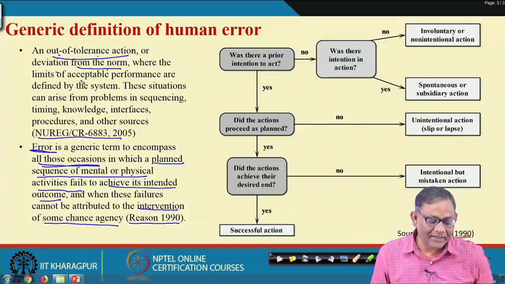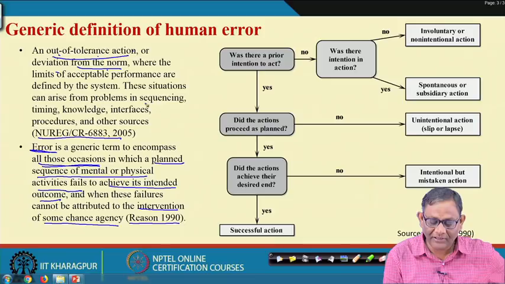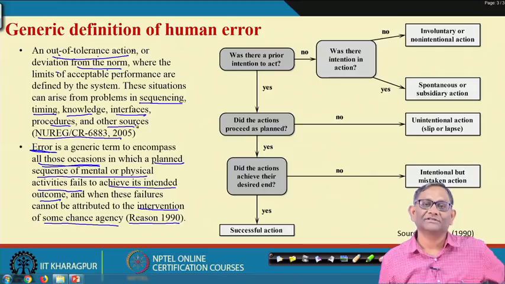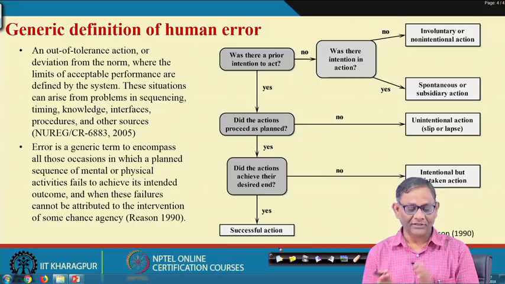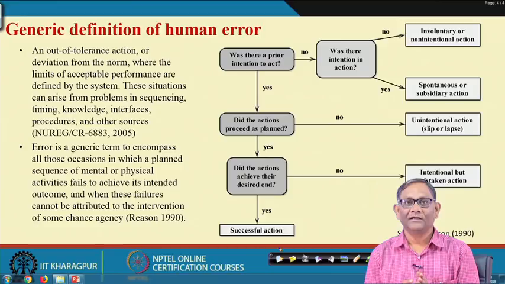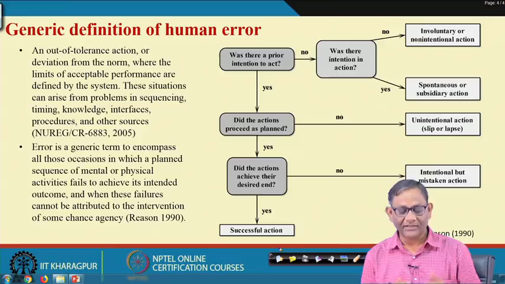Okay. So, what they further said is that this situation arises from problems in sequencing, timing, knowledge, interface, procedures and other sources. So, this is the definition. Now, obviously, these definitions are not straightforward one to one. You have to have a case, and then you know what the ultimate end objectives or goals are, what the procedures are to achieve those objectives, and whether they are performed correctly or not. Those things you have to consider.